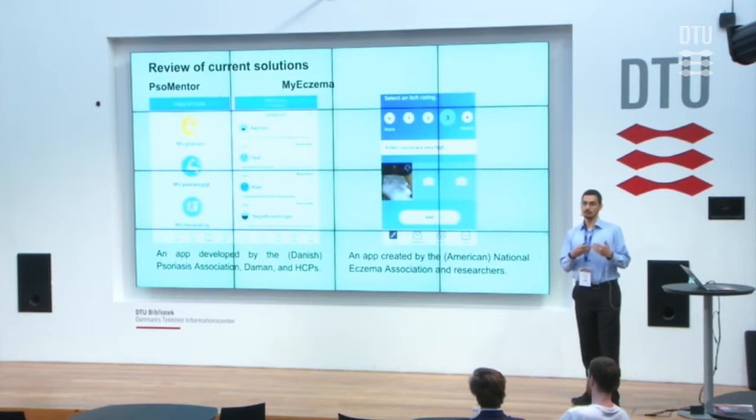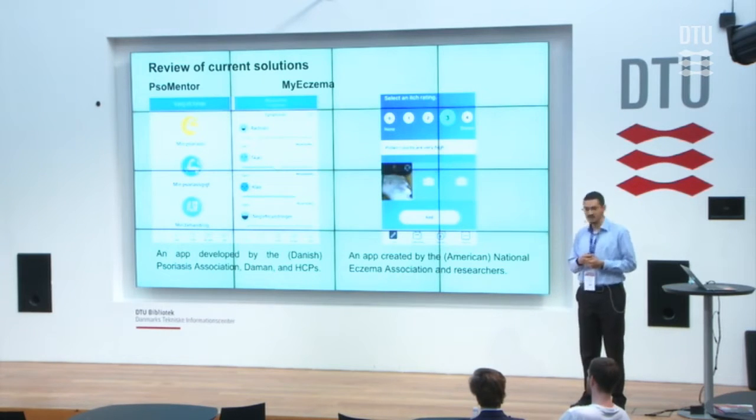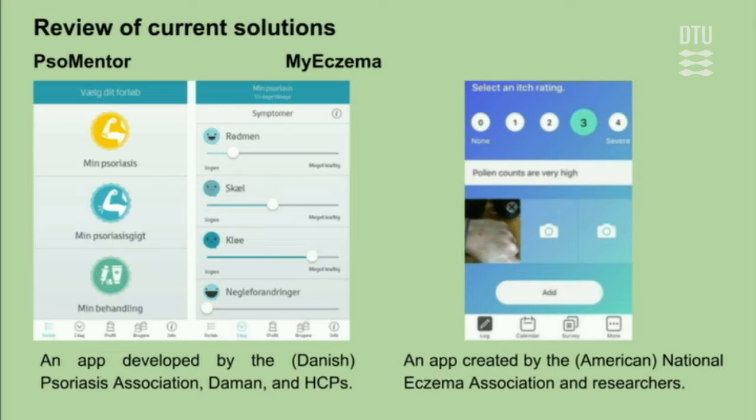So what have people tried to answer this question? Well, the Danish Psoriasis Association, along with some collaborators, have tried to make an app where you can at least get an overview of the things you have tried. You can get an overview of your symptoms. You can get an overview of whether you've tried a drug or a skin self-care action or a skin product, but not specifically what drug you've tried or what skincare product you've tried.